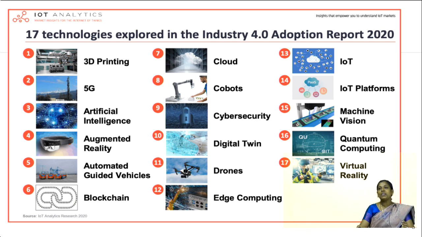According to the adoption report given by Industry 4.0, nearly 17 technologies have been adopted, and among them we have seen something. One is the cloud, an important technology, and another one is the IoT and IoT platforms. And apart from these, cyber security, edge computing and artificial intelligence are the blooming domains.